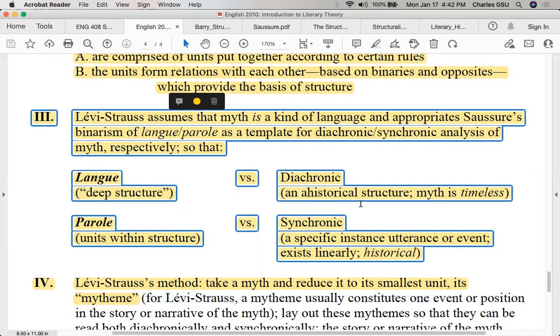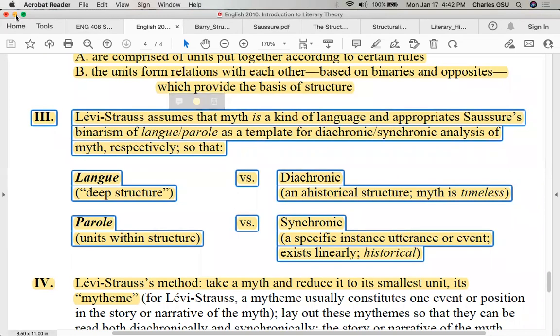And that parole, individual unit within the larger structure, he's going to equate with synchronic, which is a specific utterance or event in Lévi-Strauss's idea, event of myth in the larger structure or story of myth.